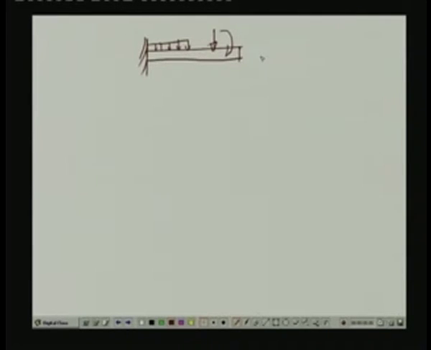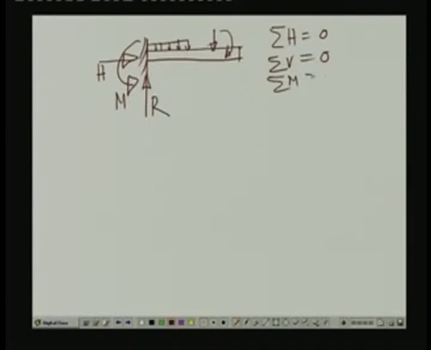a concentrated moment, and so on. Now, as we have seen, in this particular beam, at this end we have a fixed support where we have reactive forces: the vertical force, the horizontal force, and the bending moment. So, this is the reactive force R, horizontal force H, and moment M, and all these three quantities can be evaluated using the equations of statics, namely summation of horizontal forces equals 0, summation of vertical forces equals 0, and summation of moment at any point within this beam equals 0. If we do that, we can evaluate these unknown reactive forces H, M, and R. So, this particular system is a determinate system.